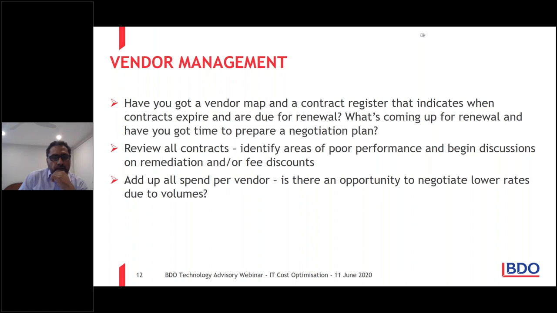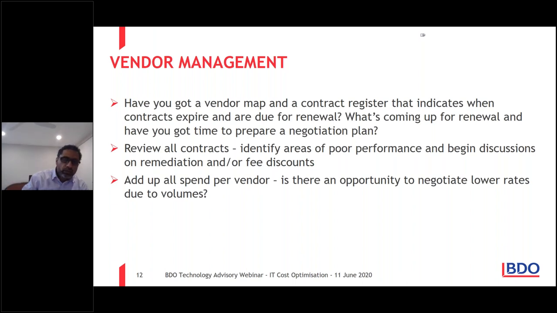Once you have the contract register and the vendor map, then it's around reviewing those contracts. Now, review of those contracts could be in terms of the arrangement that you have, the volumes that you have committed to, but also the level of service that you are getting. Because in a lot of cases, you might have actually signed up for a service where, let's use an example, the turnaround time is 1 day.